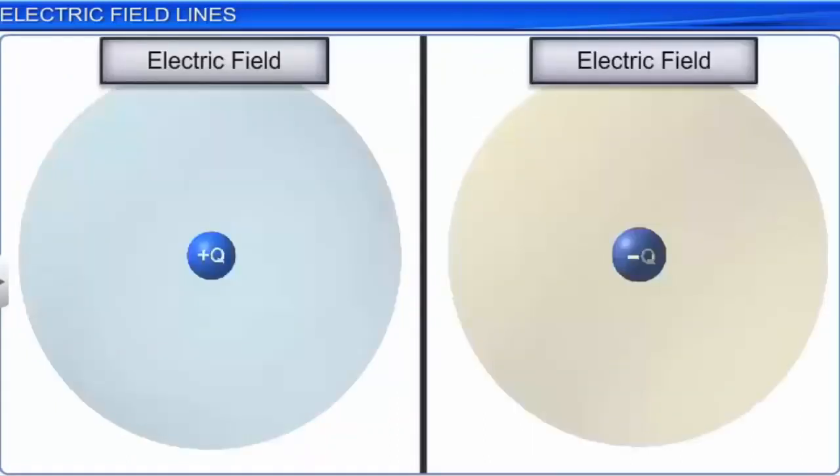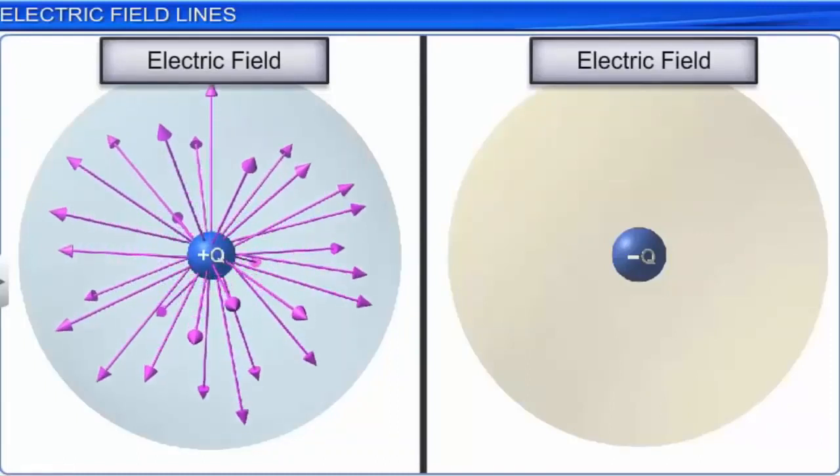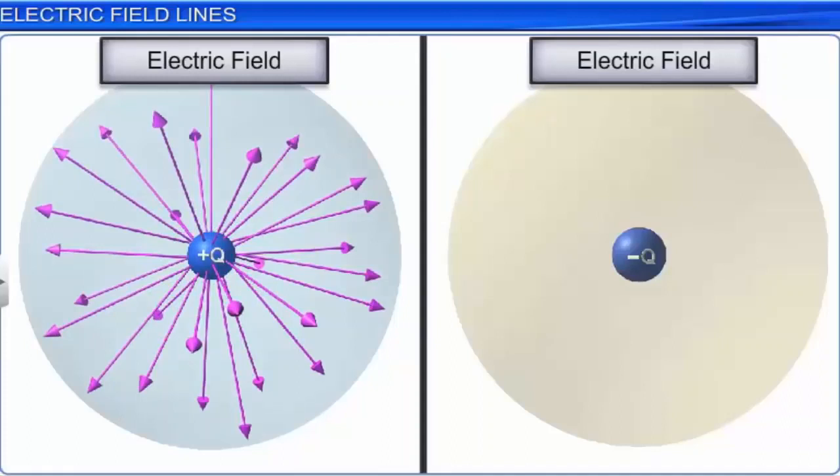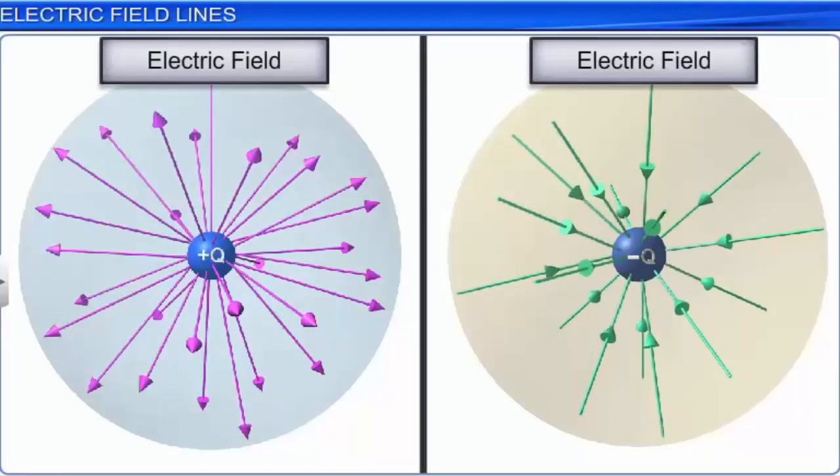Earlier, you have learnt that the electric field strength vector of a positive charge, say plus q, always points in a radially outward direction, and the electric field strength vector for a negative charge, say minus q, points in a radially inward direction. Thus, we see that the electric field lines for a positive charge diverge normally from the charge, and those for a negative charge converge normally towards the charge.